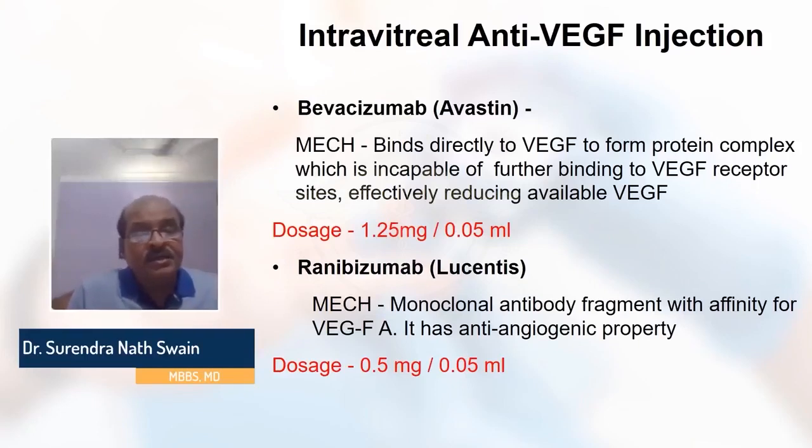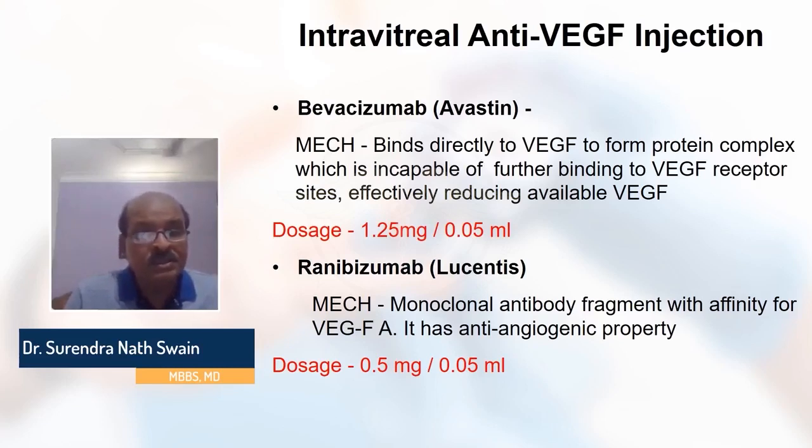Intravitreal anti-vascular endothelial growth factor injection: bevacizumab, that is Avastin. Mechanism: it binds directly to vascular endothelial growth factor to form a protein complex, which is incapable of further binding to vascular endothelial growth factor receptor sites, effectively reducing available vascular endothelial growth factor. Dose is 1.25 milligram in 0.05 ml. Being injected.